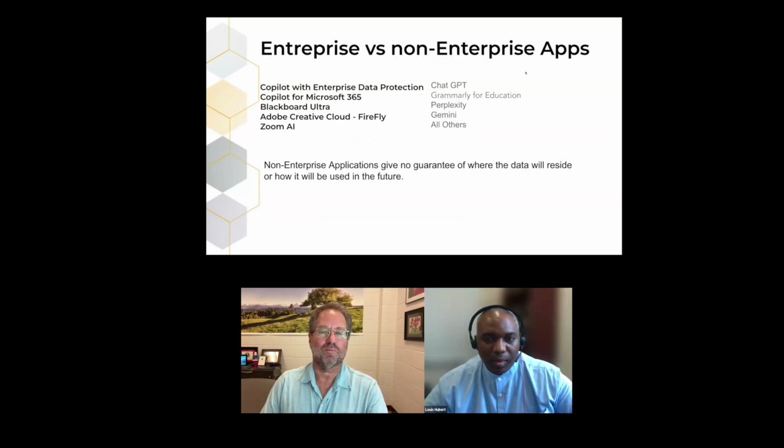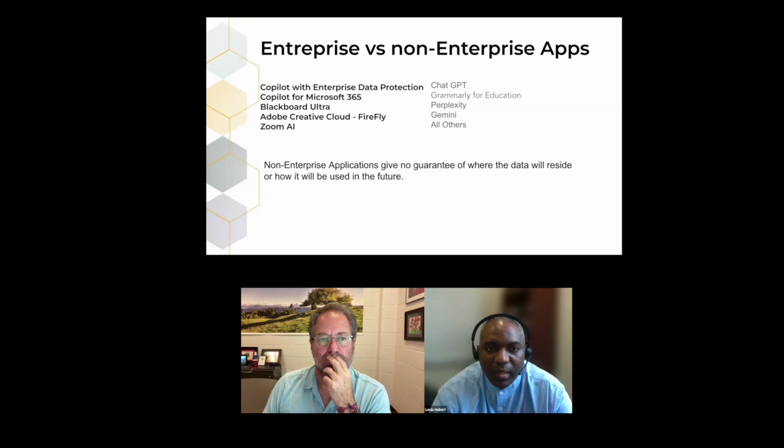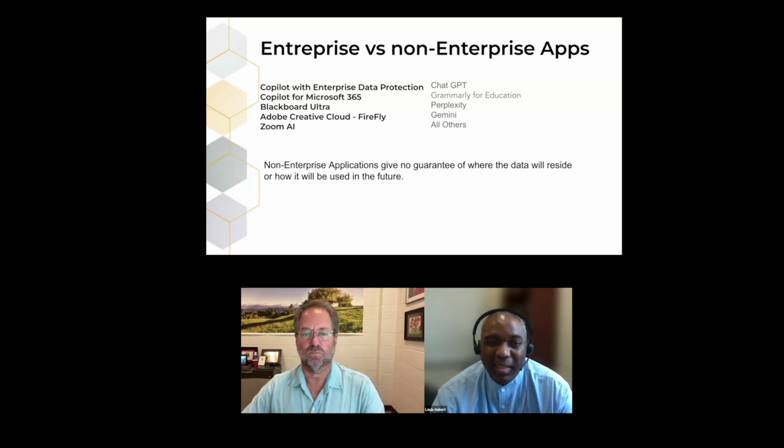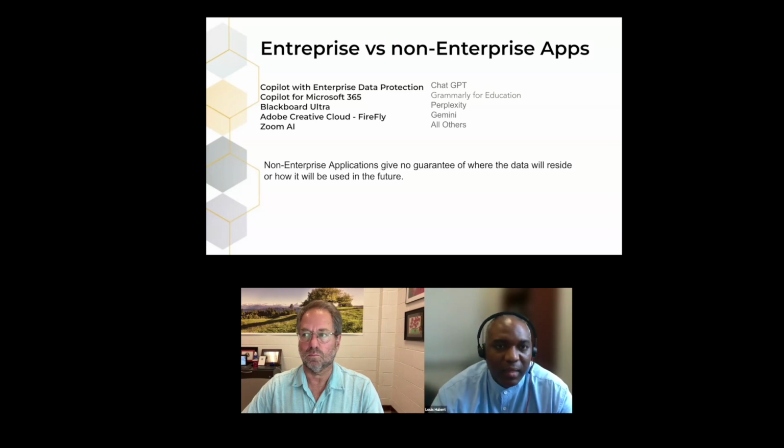Also on the website with the policy will be enterprise versus non-enterprise apps. I have a list here of the enterprise ones. These are the ones that are going to be available for all faculty and staff, and in some cases also students. In the instance of Copilot, if you're 18 or over, it's there. The non-enterprise ones, like Grammarly's and Perplexity, and all the other ones, are still available, not from IT, but you can still use them. You can still teach with them.